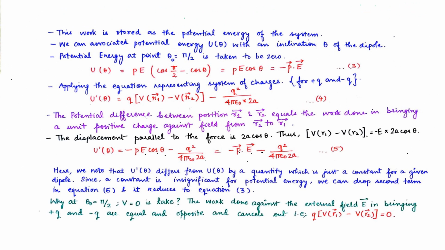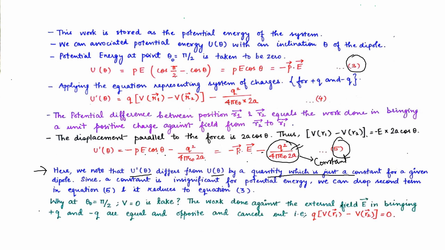Coming to this point, here we note that U dash theta differs from U theta by a quantity which is just a constant for the given dipole. This quantity is taken as constant because there is no variable in it. Equation 5 and equation 3 differ only by this constant quantity.